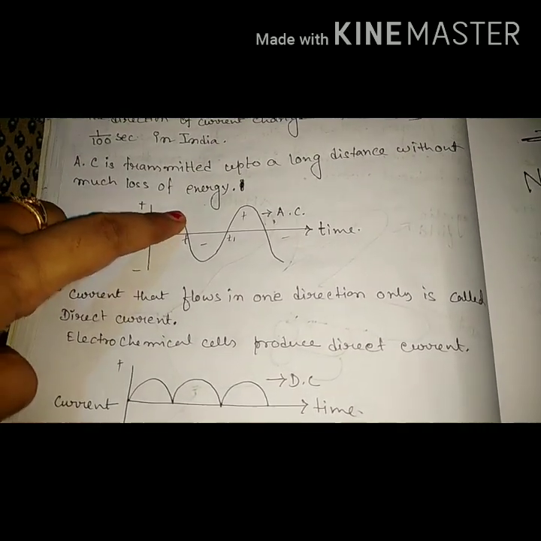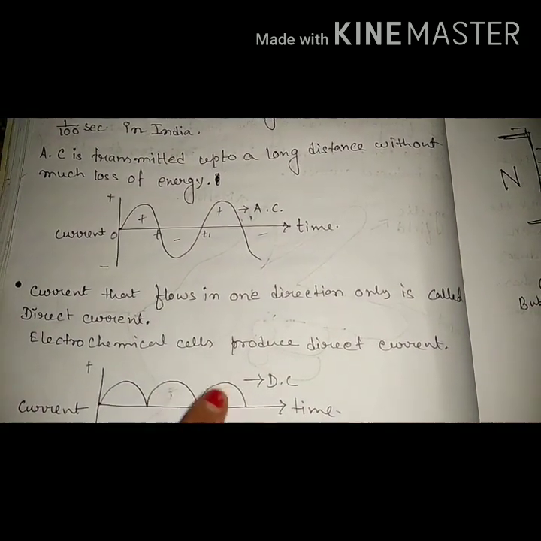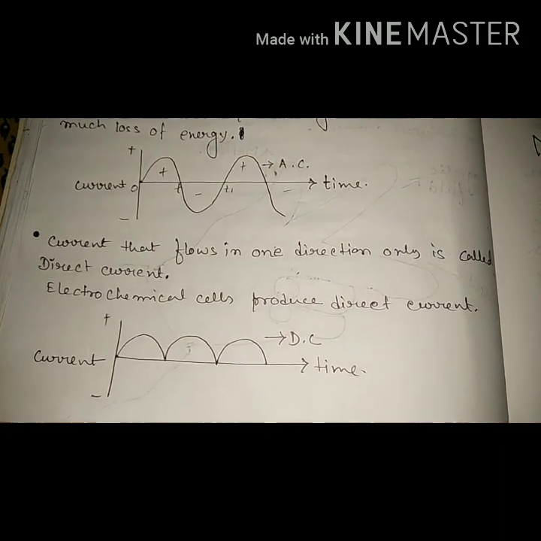In AC there are two directions, one is a positive direction, one is a negative direction. But in this case, there is only one direction, that means only the positive direction. No negative direction is there. So this is called direct current.